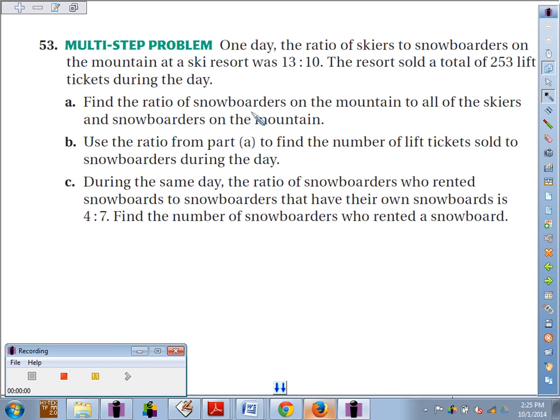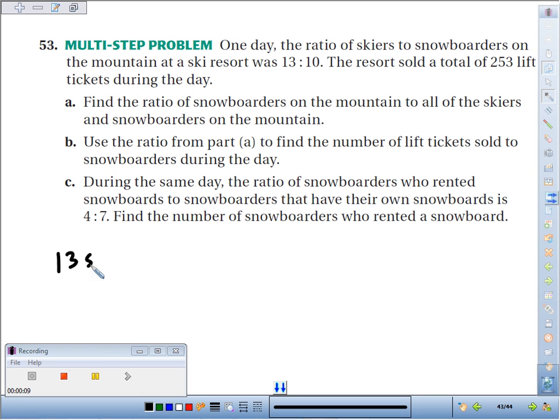53, we got a multi-step problem. One day, the ratio of skiers to snowboarders on the mountain at a ski resort was 13:10. So that means there were 13 skiers for every 10 snowboarders. The resort sold a total of 253 lift tickets during the day.